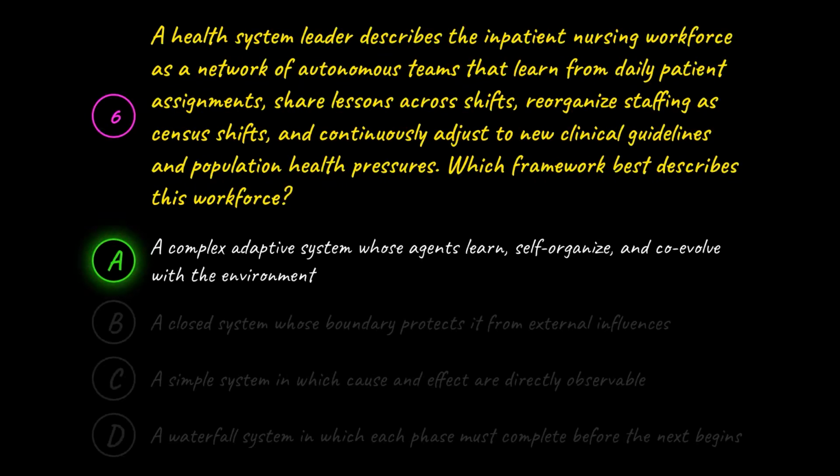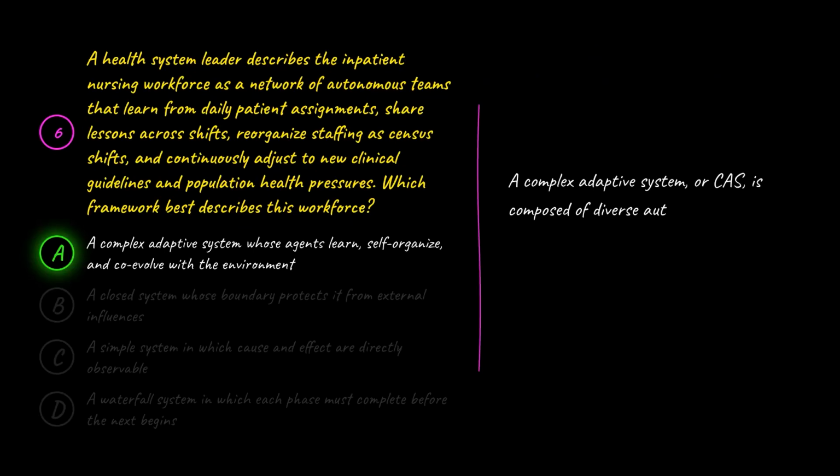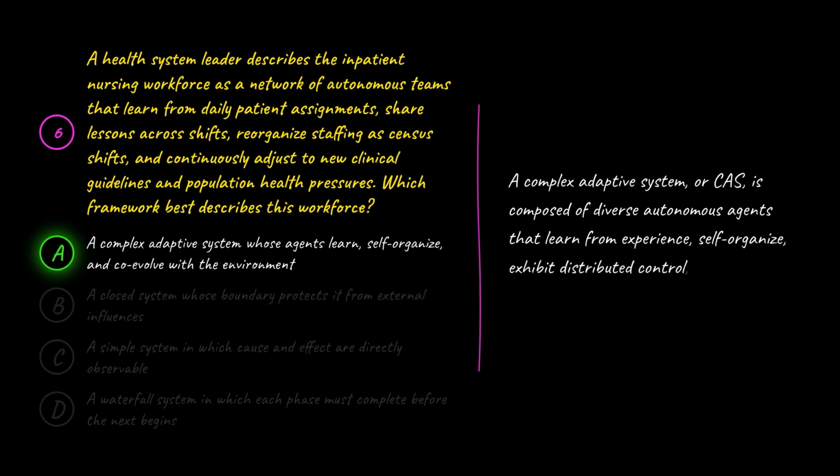The correct answer is A. A complex adaptive system whose agents learn, self-organize, and co-evolve with the environment. A is correct because a complex adaptive system, or CAS, is composed of diverse autonomous agents that learn from experience, self-organize, exhibit distributed control, and co-evolve with their environment. The nursing workforce in the scenario shows every one of those traits.